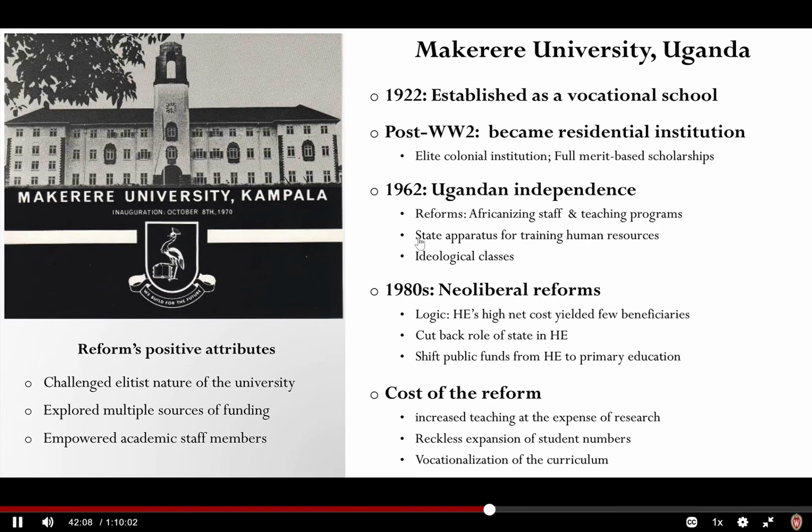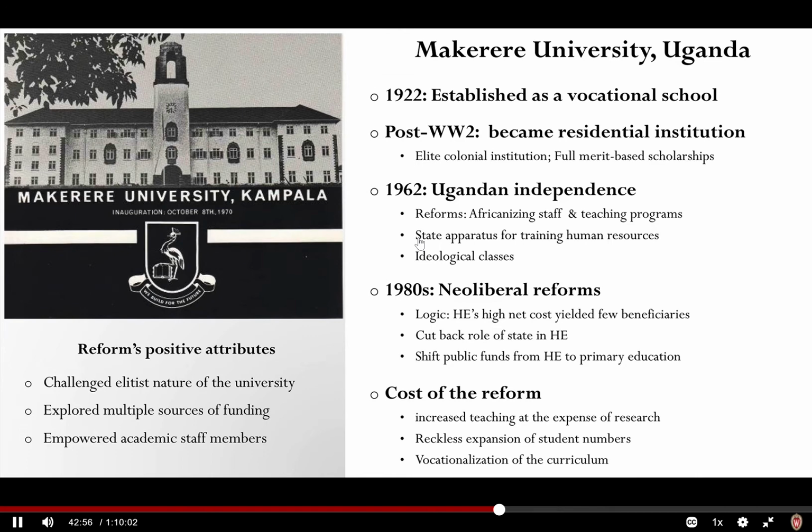And this is very evident from what was happening at Makerere University in Uganda, which was established in 1922 and became a residential university in the post-World War II era. During this time, it was a very elite colonial institution, as you might imagine from what we talked about earlier on. There were full merit-based scholarships, but it was just a few people who were going into the university. In 1962, when Uganda gains independence, there are reforms targeted towards Africanizing staff in teaching programs, but we also see the state apparatus coming in to train human resources, and then there are a lot of these ideological classes that I referred to earlier on.